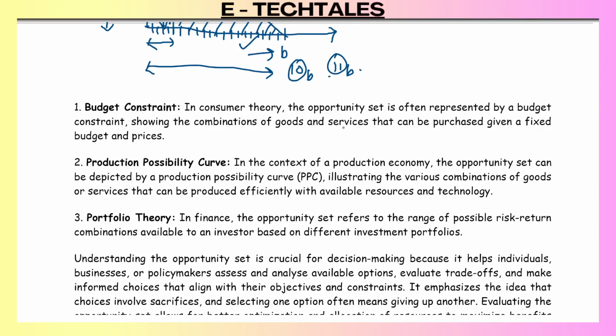And PPC, that is production possibility curve, this predicts the various combinations of goods and services that can be produced efficiently with available resources and technology. So whenever resources are available, we can depict what we want to make. We can make certain assumptions, and according to that we can make. This is very similar to opportunity cost, but we will be doing that here in PPC.